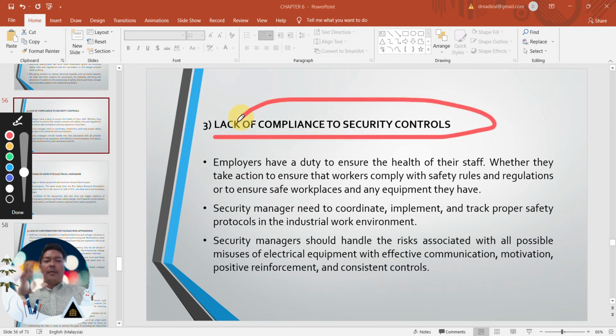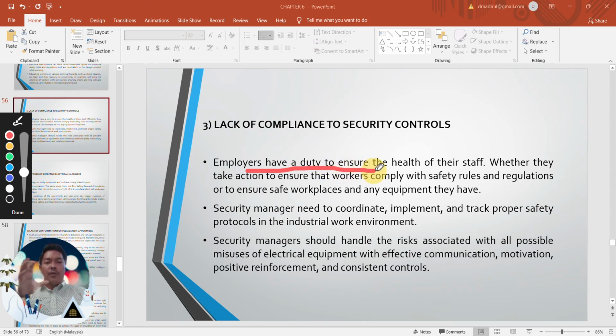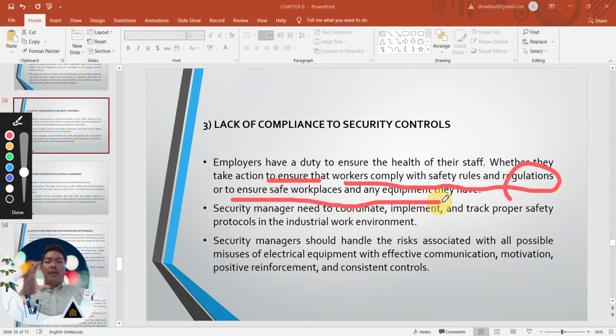Lack of compliance to security control. Employers have a duty to ensure the health of their staff, whether they take action to ensure that the workers comply with the safety rules and regulations, or to ensure the workplace and any equipment they have.